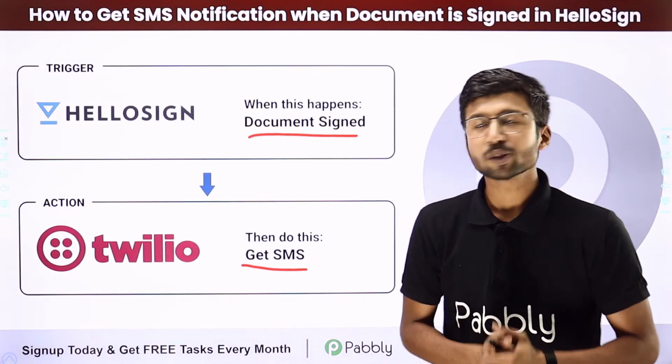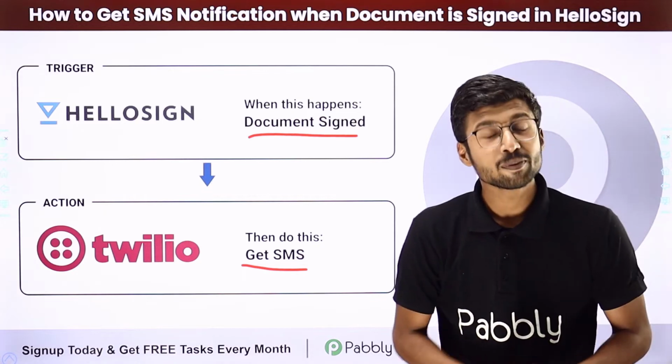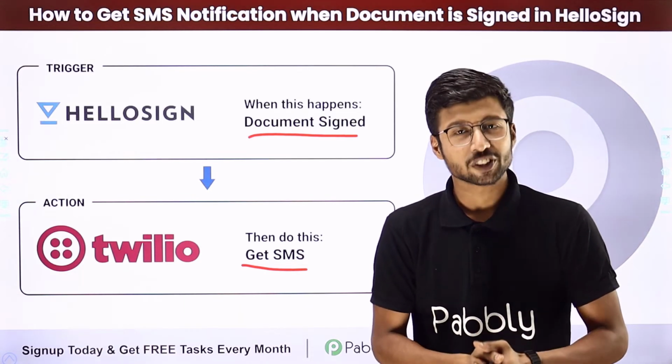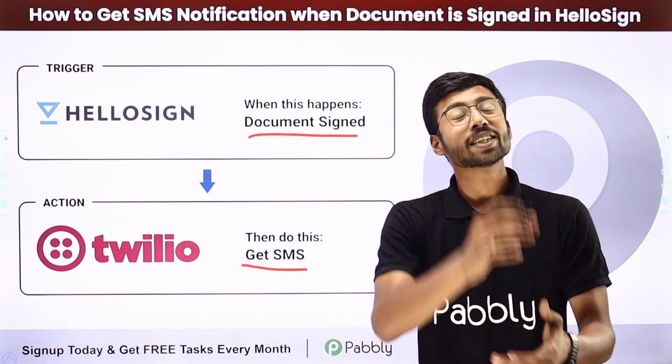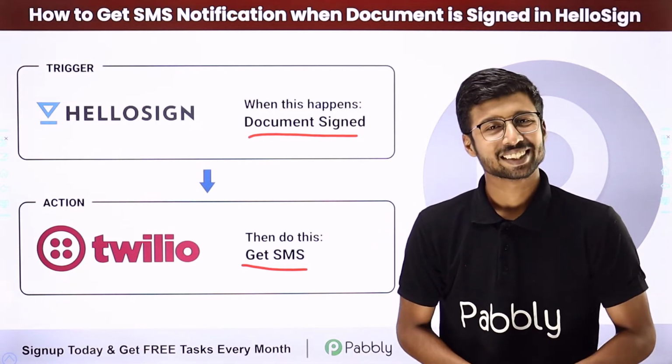So the trigger of this automation will be a document getting signed in HelloSign, and the action will be receiving an SMS notification on your number. Now how can you set up this automation? To know this, you have to come with me to my screen.